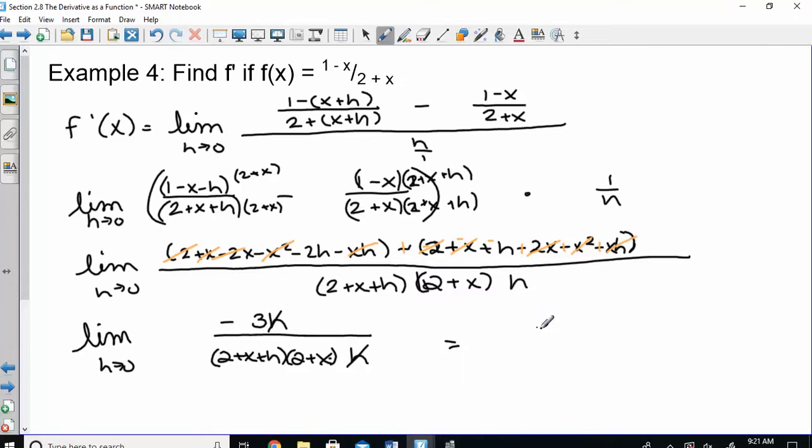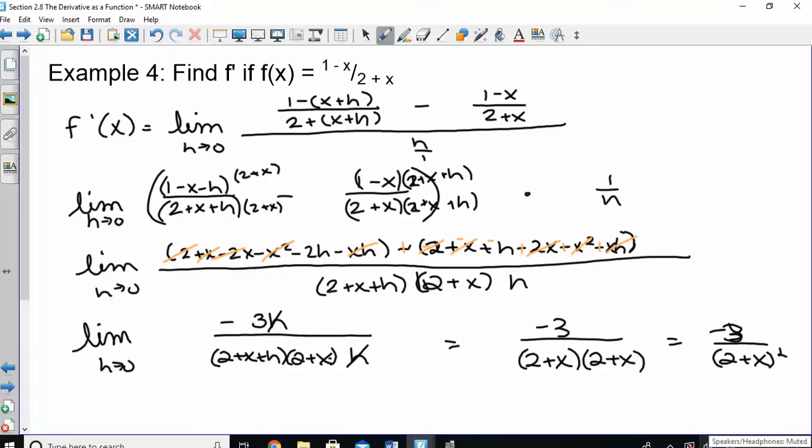So then you can cancel the h. So if you plug in a 0, you get 2 plus x plus 0 times 2 plus x, or negative 3 over 2 plus x squared. Alright, so really this is just the same thing that we were doing. Okay, I'm just using x instead of a. Questions there?